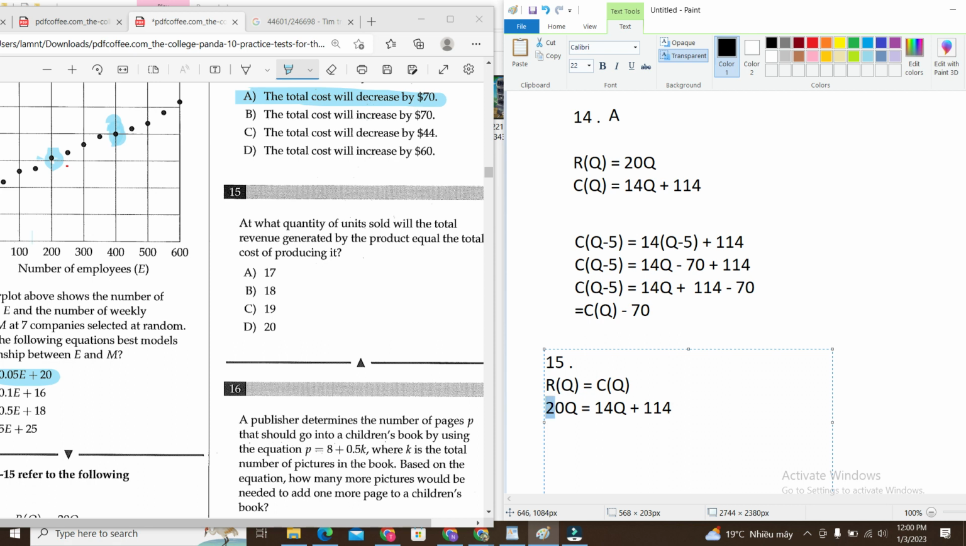Okay, so we can do some rearrangement. So 20Q minus 14Q is equal to 140. So 6Q is equal to 140. So we can deduce Q is equal to 19, right? So the answer is going to be C, right? Because they asked us when the total revenue is equal to the total cost, that's why we have to set the equation R(Q) equal to C(Q). So the answer is going to be C.